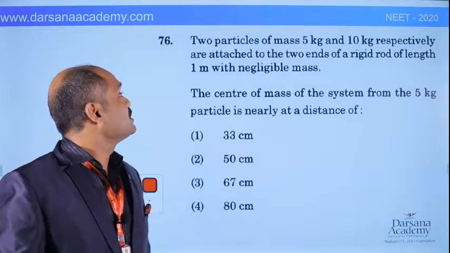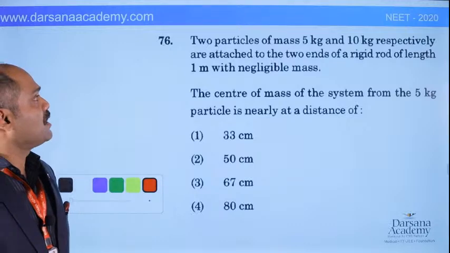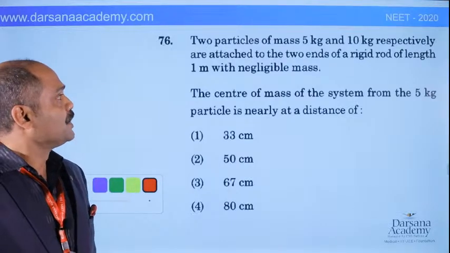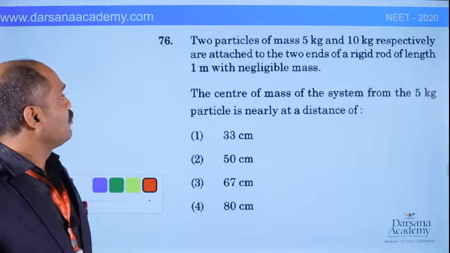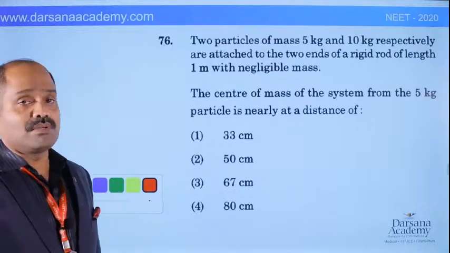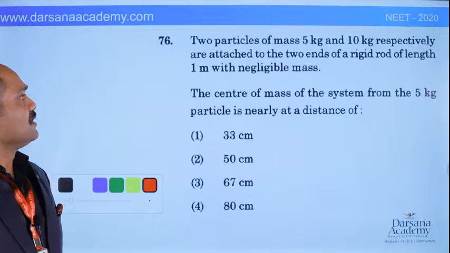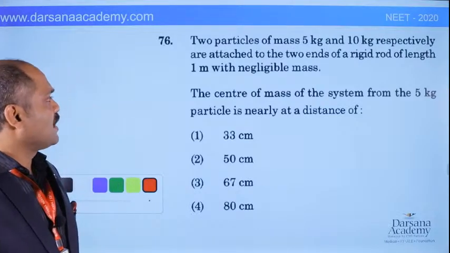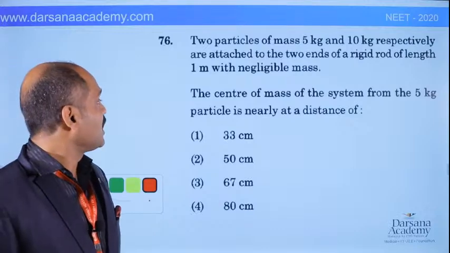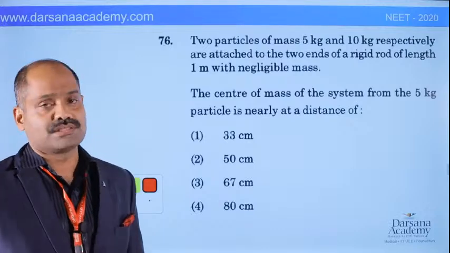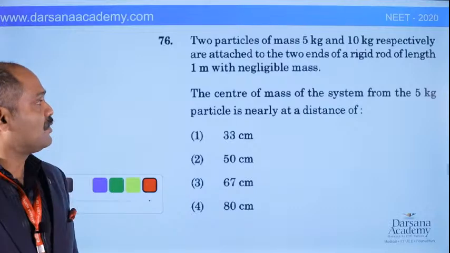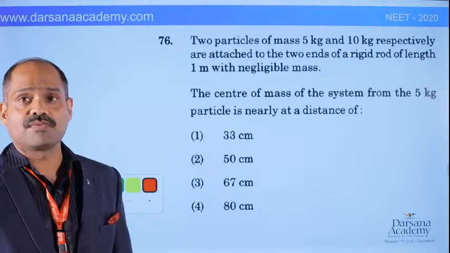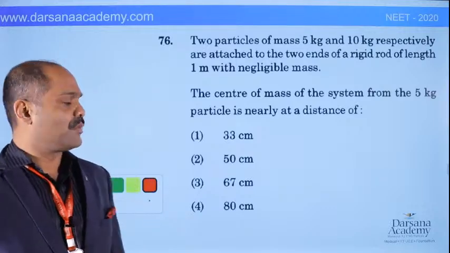Okay, look at the 76th question. Two particles of mass 5 kilogram and 10 kilogram respectively are attached to the two ends of a rigid rod of length 1 meter with negligible mass. You are asked to find the center of mass of the system from the 5 kilogram particle. It's a question from the rotation dynamics of system of particles.